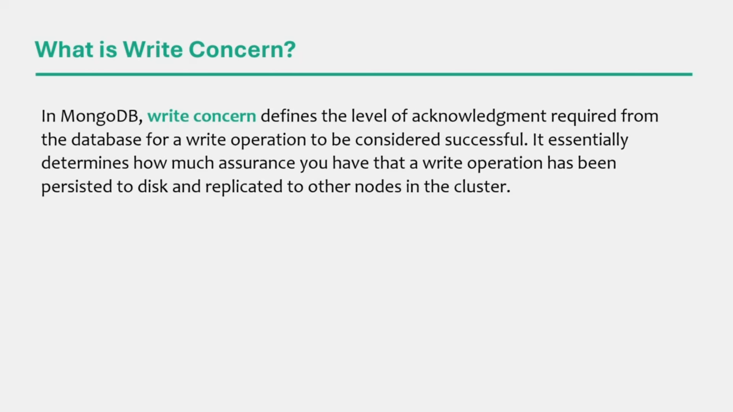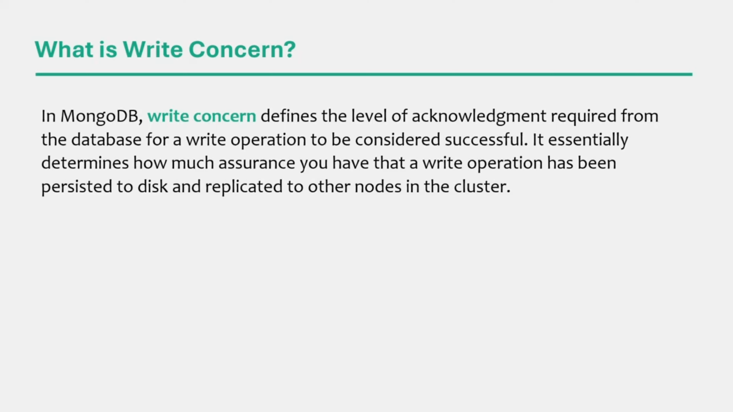In MongoDB, write concern defines the level of acknowledgement required from the database for a write operation to be considered successful. It essentially determines how much assurance you have that a write operation has been persisted to disk and replicated to other nodes in the cluster. Using the write concern setting, we can set multiple configurations. Like we can set the w option, we can set the journal, we can set the write timeout, etc. In this lecture, we are going to talk about the w option of write concern.